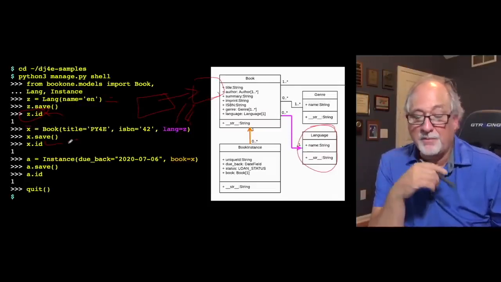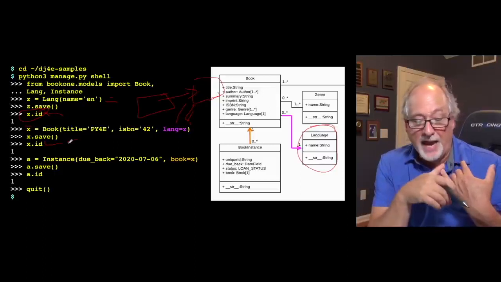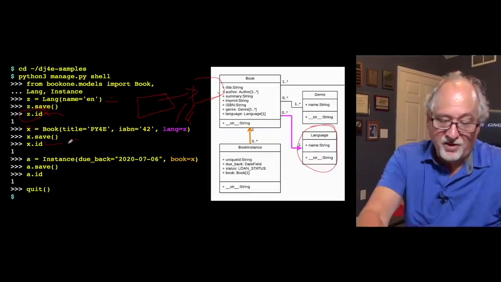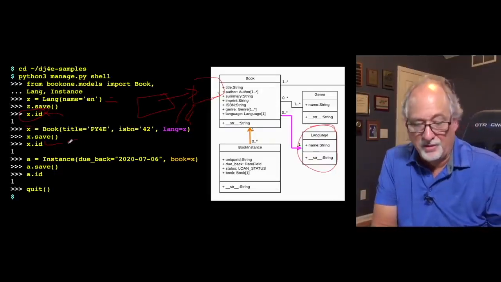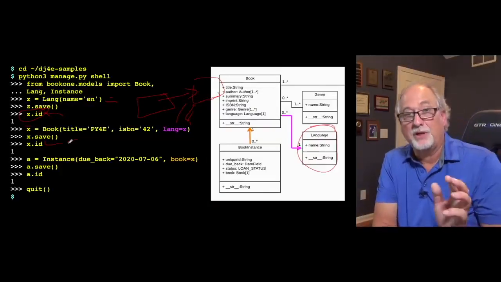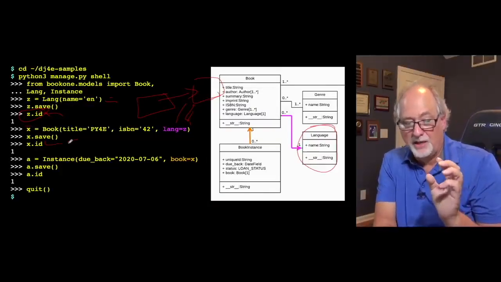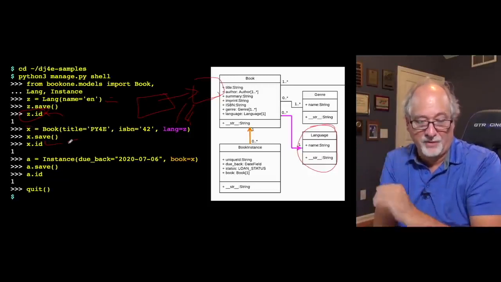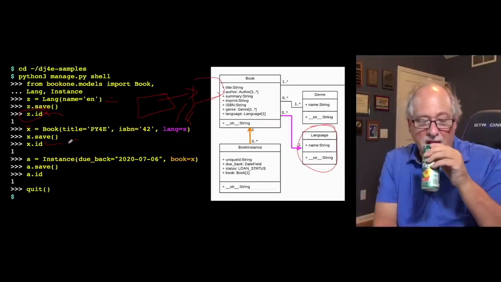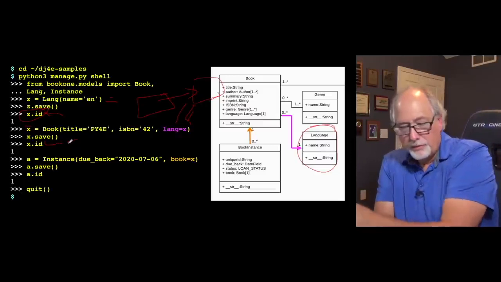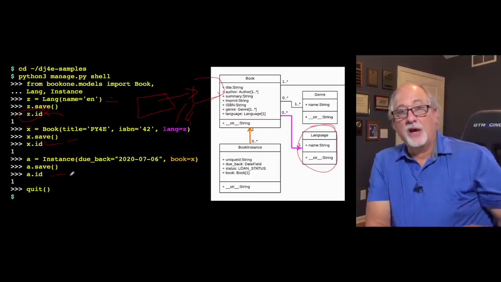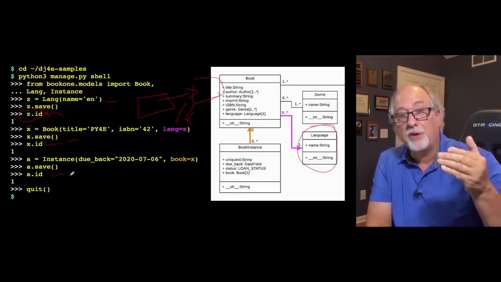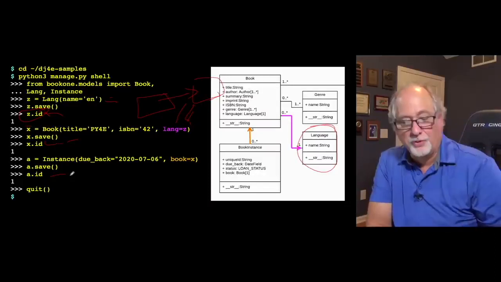And then we can make an instance, and the instance needs a due back, which is a date, and then it needs which book it is, and we use that variable x to indicate which book we're talking about. So that's just creating a link from the book instance in memory that we get back in the variable a. It's a book instance that points to the book in the variable x, which is PY for E, ISBN 42. And then we save that, and that has an ID. So now we have created a language record, then we created a book record that linked to the language record, and then we created a book instance record that linked to the book record.